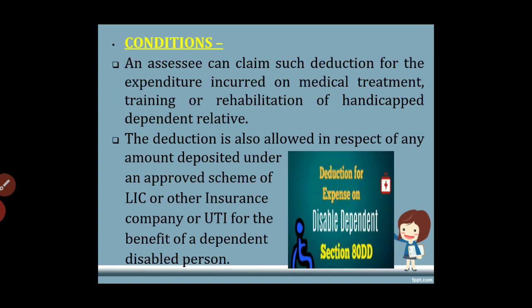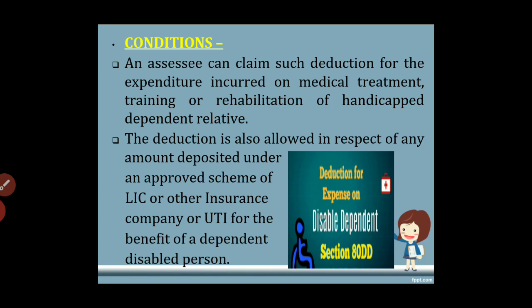Now what are the basic conditions of this deduction? Number 1, students, remember one thing again, this deduction is available to any individual assessee or any HUF assessee. Same, right? It can be given to any individual or to an HUF assessee. Now, condition number 1, an assessee can claim such deduction for the expenditure incurred on the medical treatment, training or rehabilitation of handicapped dependent relative.